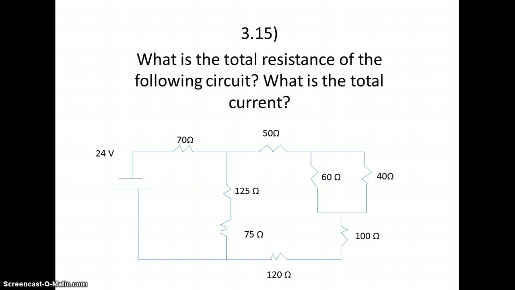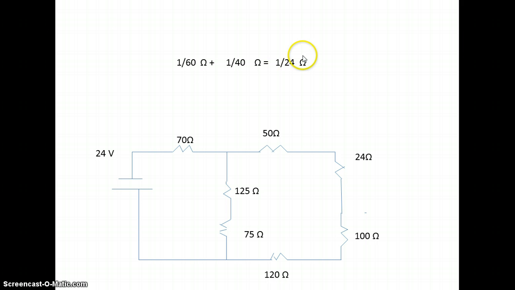So first, I'm going to take the 60 ohm resistor and the 40 ohm resistor, and since they're in parallel, what you have to do is 1 over 60 plus 1 over 40, which gets you to 1 over 24 ohms. So you take the 24 ohms and put that in a new resistor, which is like the total resistor for that area. So now you can take this next part, which is the series.